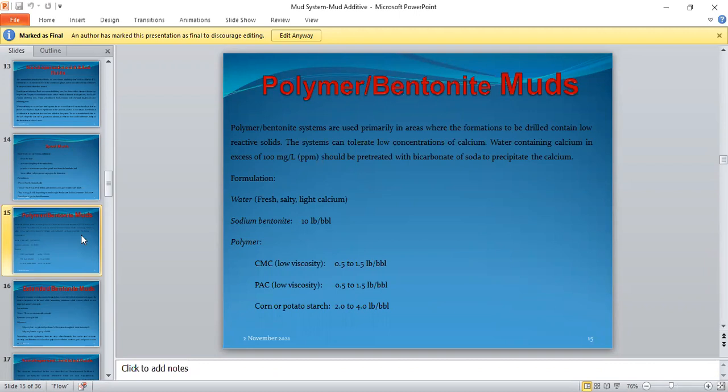Formulation of this type of mud, of course, you have your water, whether it is fresh water, salt water, or water that contains little calcium, maybe less than 100 milligram, or even if it is more than 100 milligram, you can always treat the water with sodium bicarbonate, that's soda ash, to remove the calcium. Then the next thing is sodium bentonite.